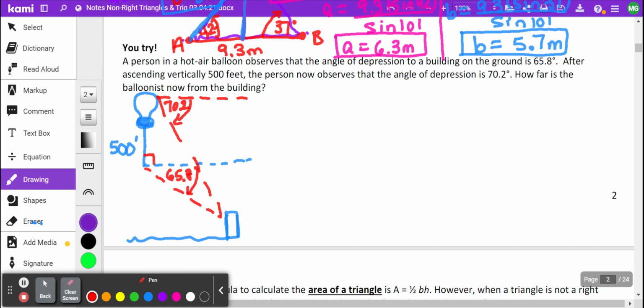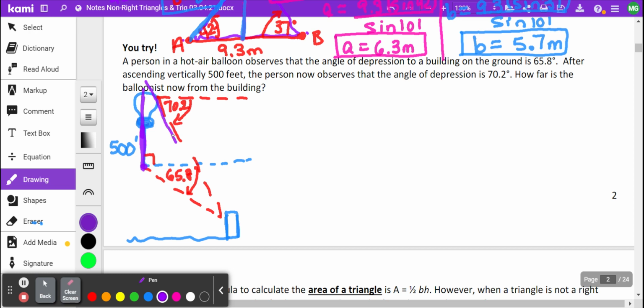Okay, so I didn't quite complete my diagram yet. Let's make sure we're on the same path here. So the hot air balloon was here, and in order to look down at the building, it had to look down at an angle of depression of 65.8 degrees. Then it floated up 500 more feet, so that's what this is supposed to show. And then to look down at the building, it had to look down at 70.2 degrees. So we have a couple things going on here.